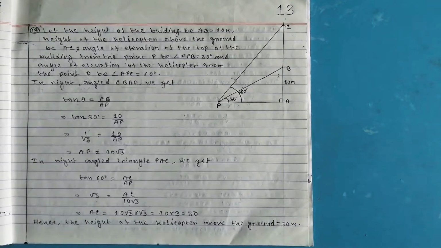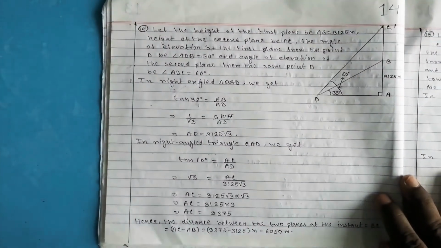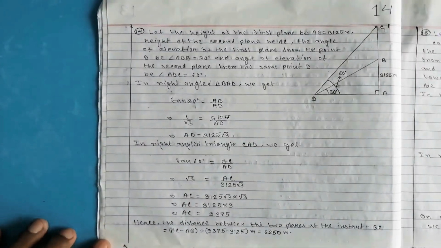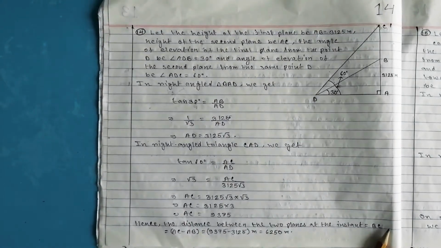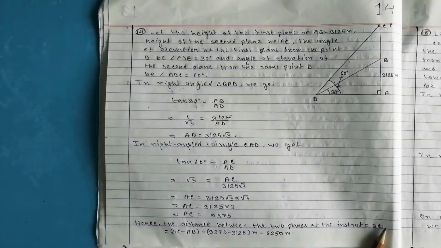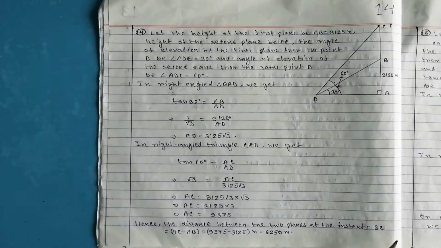Come to the next question, that is question number 14. Read the question very carefully. An aeroplane flying at a height of 3125 meter from the ground passes vertically below another plane at an instant when the angles of elevation of two planes from the same point on the ground are 30 degree and 60 degree respectively. Find the distance between the two planes at that instant.